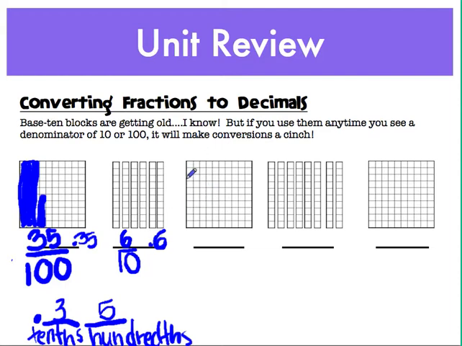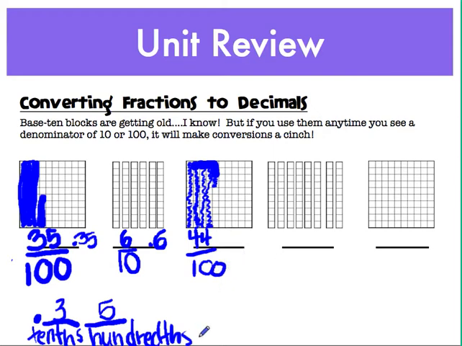So now we're going to color in 1, 2, 3, 4. Let's say that. Okay. So now we have 44 hundredths colored. So we would write that as 44 over 100. Now, how would our decimal be written?